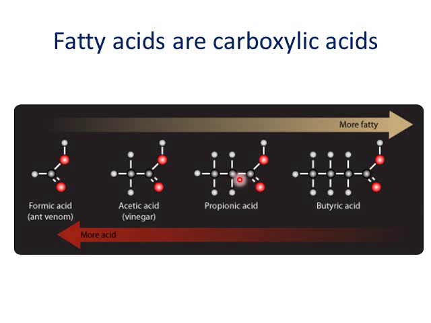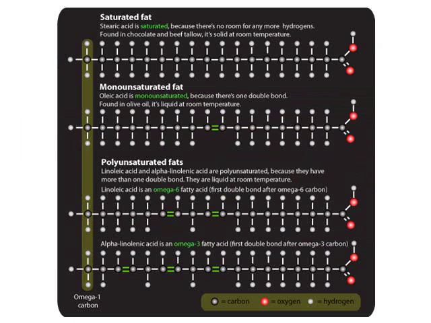Propionic acid has 3 carbons, and butyric acid has 4. Now, these are what are called the short-chain fatty acids because they have up to 4 carbons in their carbon chain. Now, as the length of the carbon chain increases, they become more fatty and less acid. In the chemistry of fatty acids, length matters, but it's not the only thing that matters. The other thing that's important is the number and position of double bonds between carbon atoms.